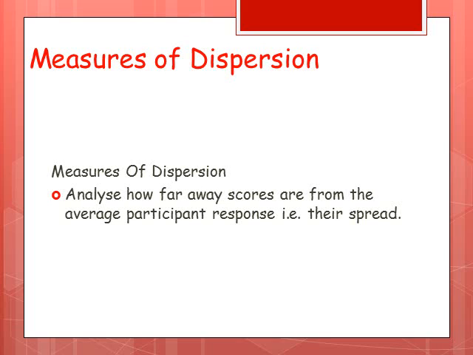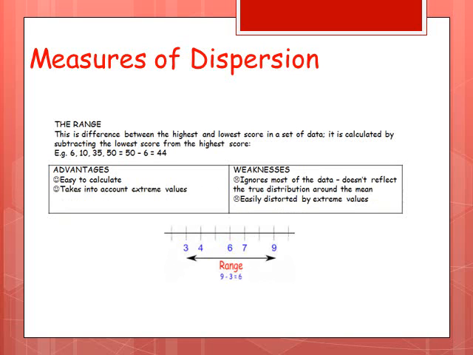Measures of dispersion. This is where you analyse how far the scores are from the average participant response, so the spread of the results. The range is the difference between the highest and the lowest scores within a data set, so it's calculated by subtracting the lowest score from the highest score.